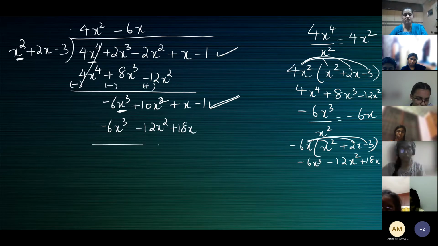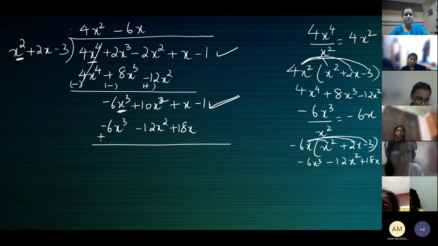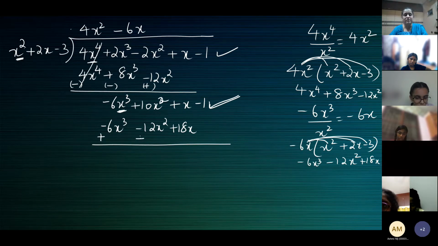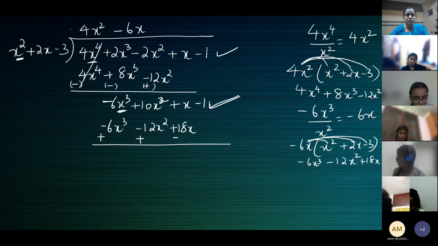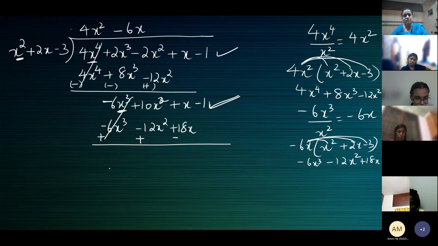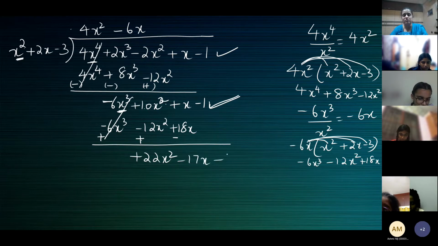Write the product, change the signs. Minus becomes plus, minus becomes plus, plus becomes minus. Minus 6x cubed plus 6x cubed is 0. Plus 10x squared plus 12x squared is 22x squared. Plus 6x minus 18x is minus 17x. And that minus 1 comes down.